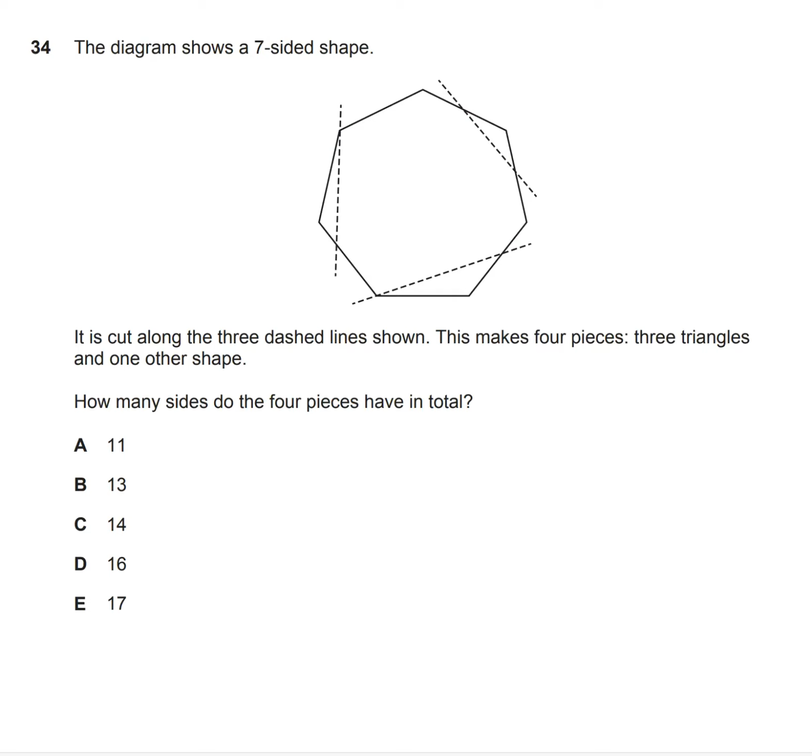(34) The diagram shows a seven-sided shape. It is cut along 3 dashed lines as shown. This makes 4 pieces, 3 triangles, and 1 other shape. How many sides do the 4 pieces have in total?